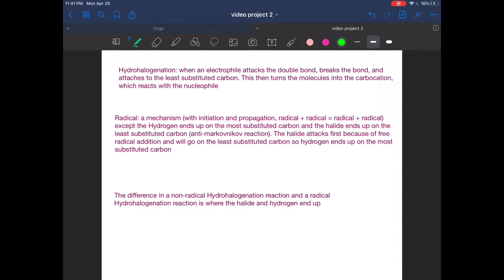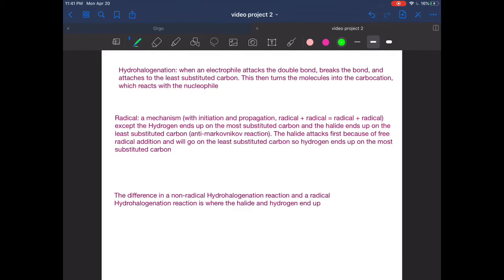In a radical reaction, which is a mechanism with initiation and propagation, it's very similar, except that the hydrogen ends up on the most substituted carbon and the halide ends up on the least substituted carbon, which can be known as an anti-Markovnikov reaction. The halide attacks first because of free radical addition and will go on the least substituted carbon, so hydrogen ends up on the most substituted carbon.